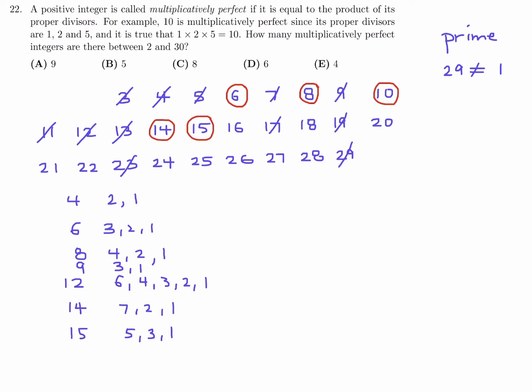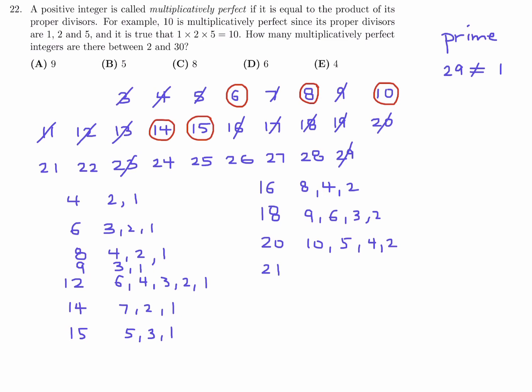The next one is 16. Its factors are 8, 4, and 2. And when you multiply that, it will be much greater than 16, so 16 is out. 18 is the next guy. Factors are 9, 6, 3, and 2. When you multiply those, it's going to be much greater than 18. So 18 is out. 20. Its factors are 10, 5, 4, and 2. When you multiply all those, it's going to be greater than 20. So that's out.